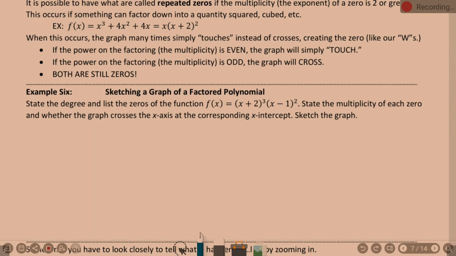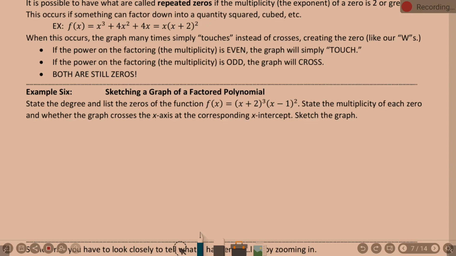Last page to get through in 2.3, right? Okay, and on this page, it talks about how it's possible to have what are called repeated zeros if the multiplicity, so the exponent of a zero, is more than 1. So for instance, here, (x + 2)^3 (x - 1)^2. That's what we're talking about, repeated zeros. And the graph is just going to have slightly different behavior at the x-axis here.